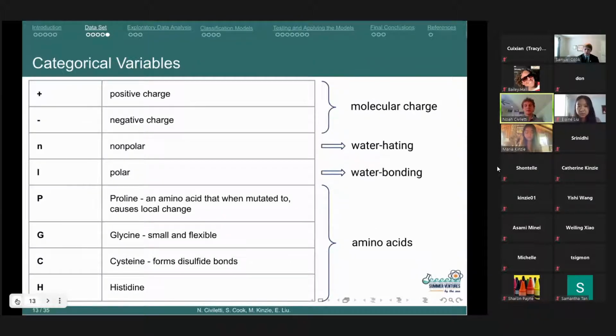Here are some characteristics of the amino acids we were provided. The most common were positive and negative charge, and there was also nonpolar and polar, and specific amino acids also had characteristics.